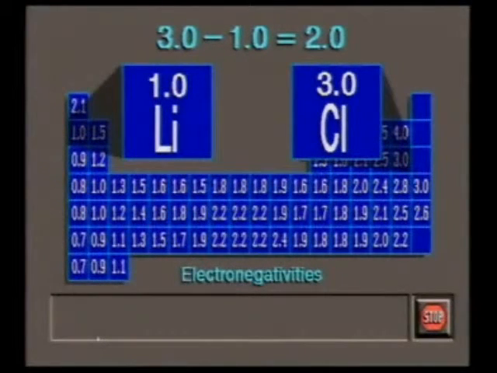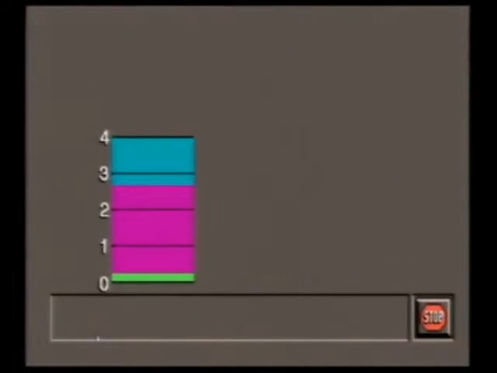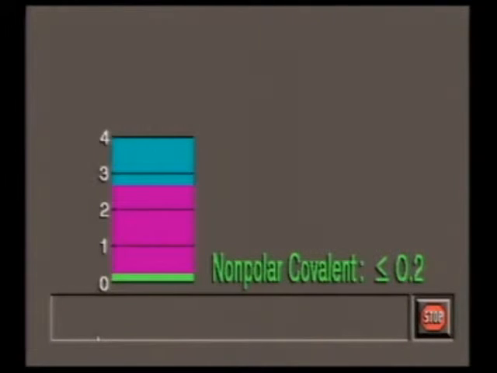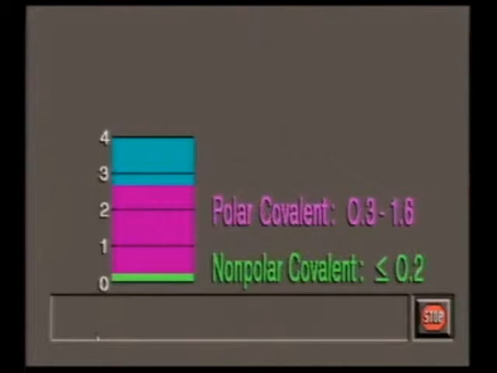The difference between the electronegativities of the two elements can be used to predict the type of bond that occurs. When the difference is 0.2 or less, the bond is considered nonpolar covalent. A difference that is between the ranges of 0.2 and 1.7 is polar covalent. If the difference is 1.7 or greater, the bond is considered ionic.